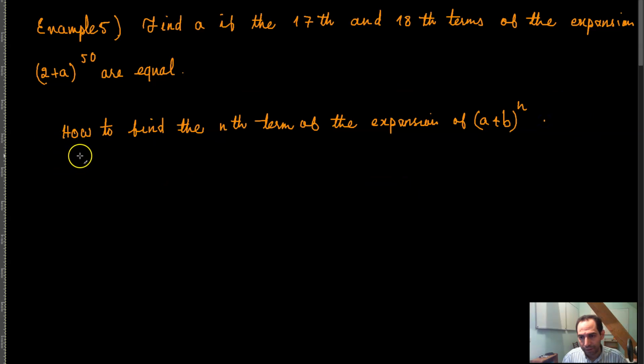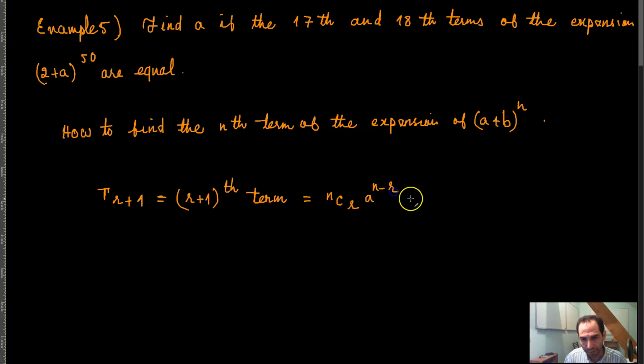So basically we said that T of r plus 1 of the expansion of a plus b would be equal to the r plus 1th term, and that is equal to n combination r, a raised to the power n minus r, b raised to the power r, right?